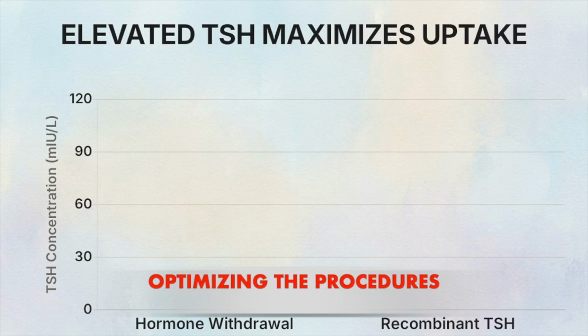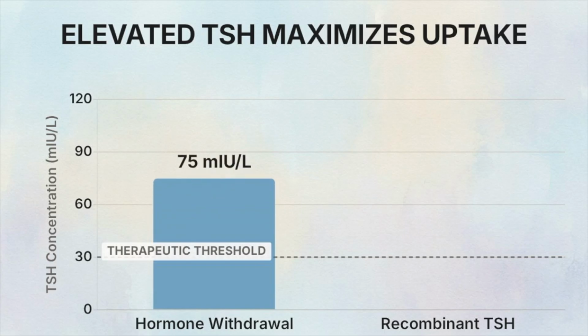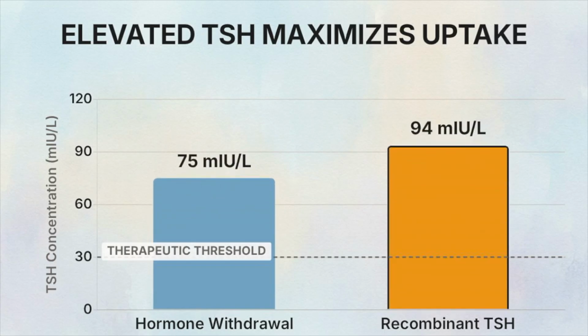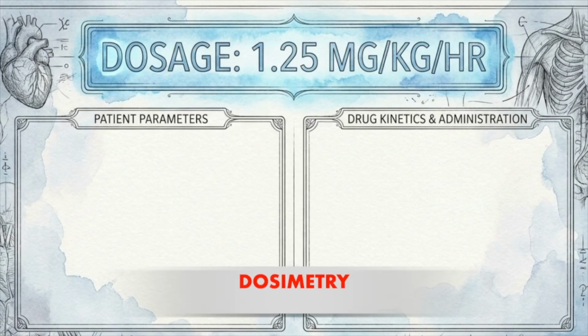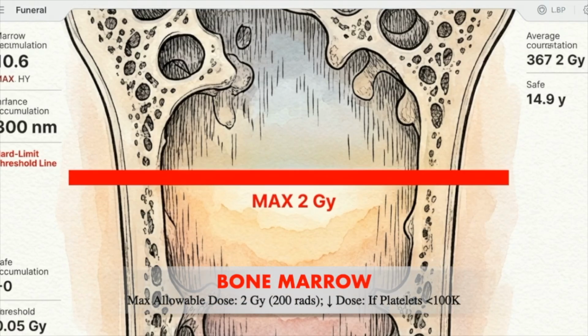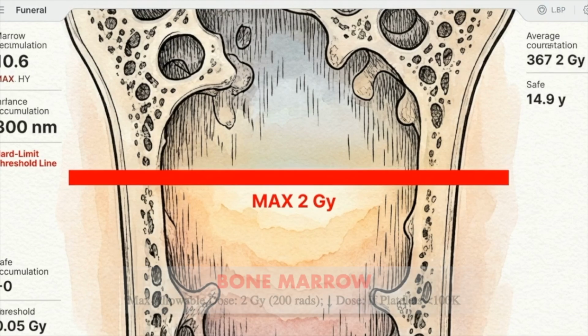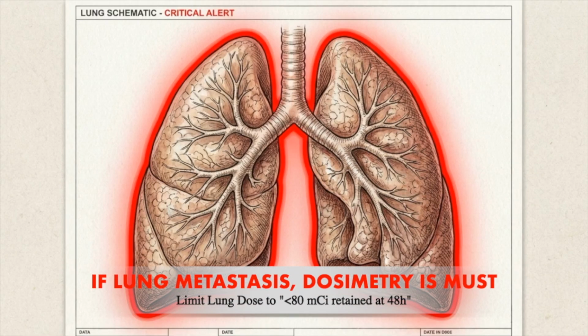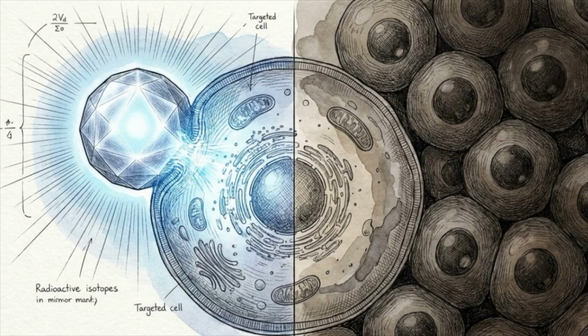To maximize uptake, thyroid-stimulating hormone levels must be elevated, either by withdrawing hormone replacement or by administering recombinant human TSH. Before administering high activities for disseminated cancer, physicians use dosimetry to calculate the maximum tolerated activity. The goal is delivering maximum radiation to tumors while restricting the absorbed dose to blood and bone marrow to a limit of 2 gray. Lung retention must also be monitored to prevent pulmonary fibrosis. Treating differentiated thyroid cancer with iodine-131 is an exercise in physical precision, maximizing targeted beta decay while protecting healthy systemic tissue.